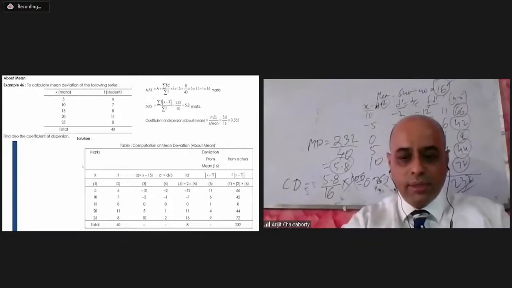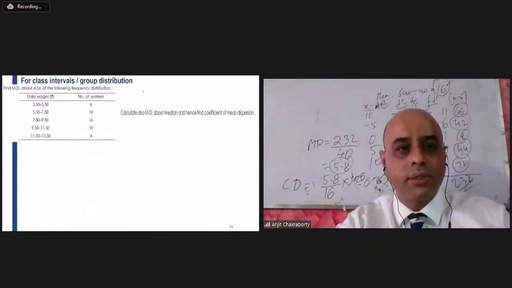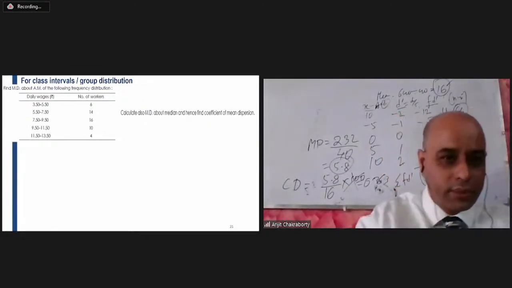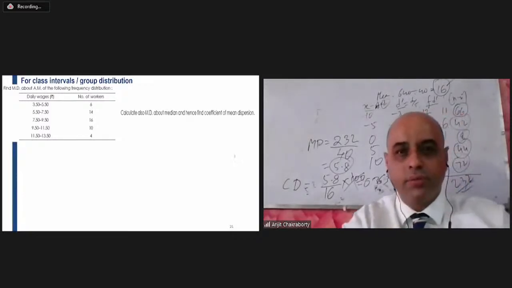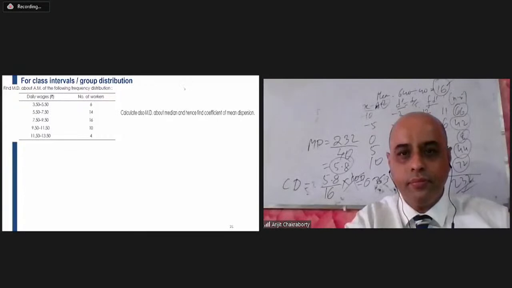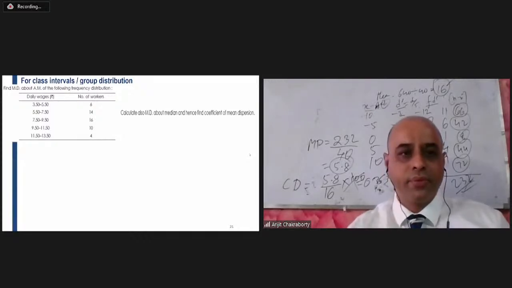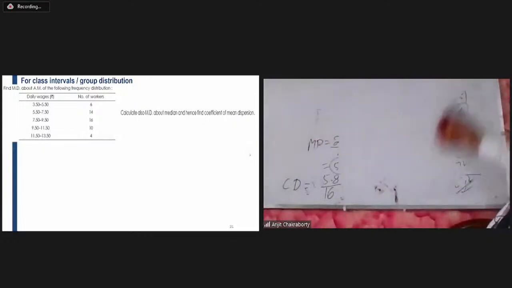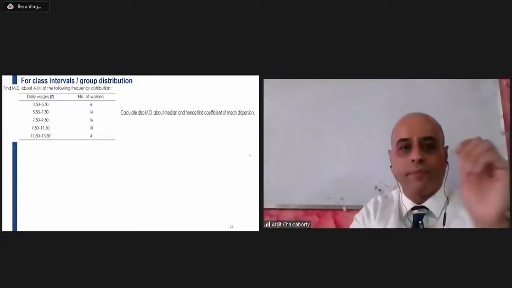We will take one more example also so that you are absolutely clear. Now, this is a question, find MD and AM. So it is given AM. Let us try it out and see whether we can solve it. They have said, calculate also MD about median and hence find coefficient of mean deviation. So we have to do both. Okay. So let us work it out. This is the last problem, and then we will go into the MCQ and complete.